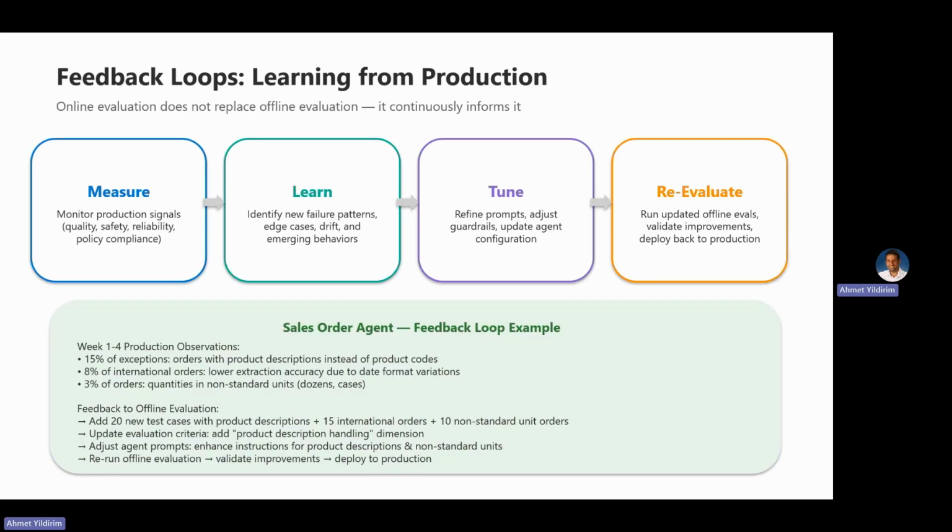This slide shows us the core feedback loop that drives continuous improvement. As you can see, there are 4 stages: measure, learn, tune, and reevaluate. Let's start with measure, which means monitoring production signals for quality, safety, reliability, and policy compliance. Learn means identifying new failure patterns, maybe edge cases, drift, and emerging behaviors.